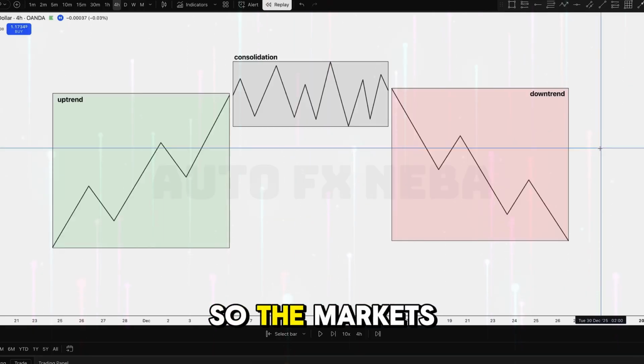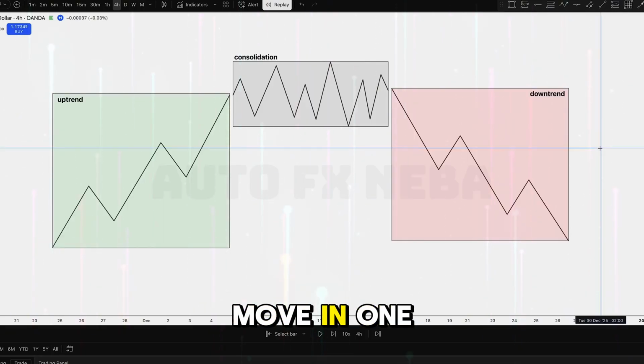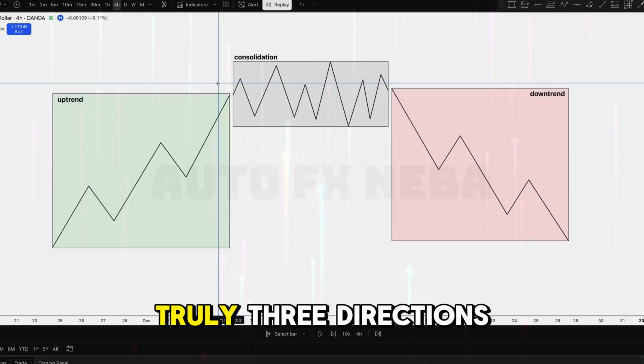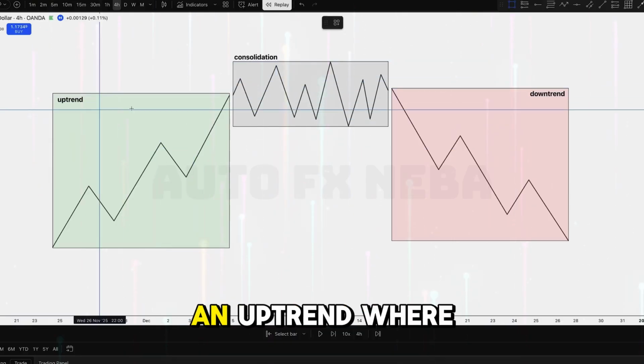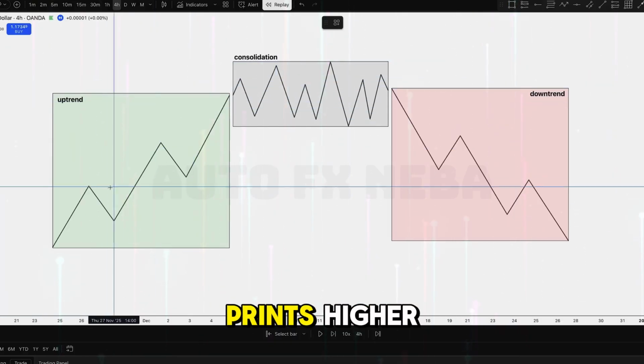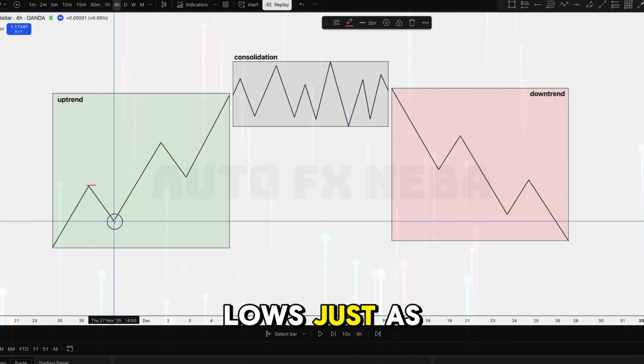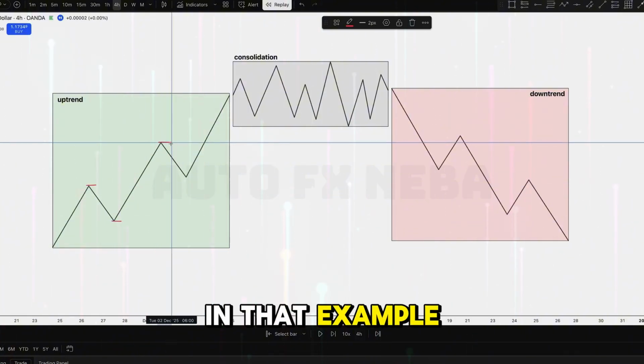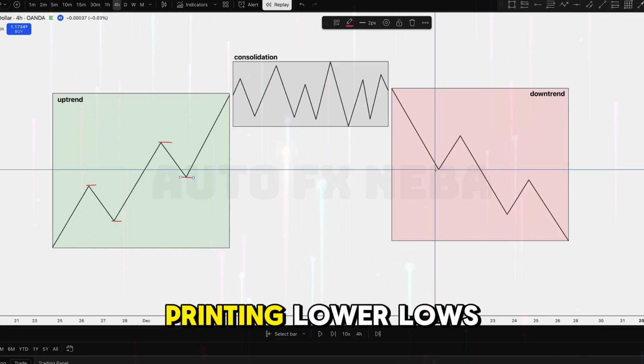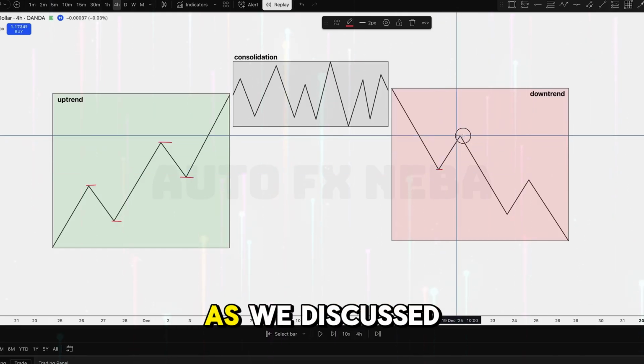Okay, so the markets can really only move in one of three phases. There are only truly three directions that the market moves. An uptrend, where the market consistently prints higher highs and higher lows, just as we previously discussed in that example. A downtrend, where the market is printing lower lows and lower highs, as we discussed again.